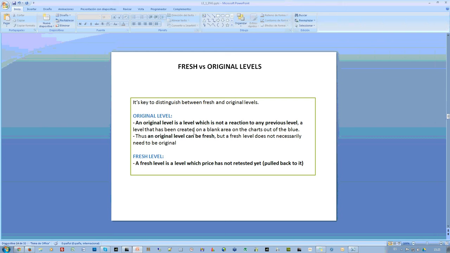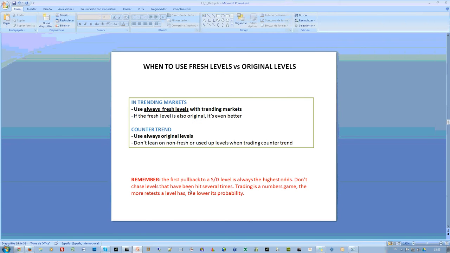It is not a reaction to a previous level. Thus, an original level can be fresh, that is untested, but a fresh level does not necessarily need to be original, because that level can be a reaction to another one. And a fresh level is a level which price has not retested yet, but it doesn't necessarily need to be original. So we will describe that on a price chart now.